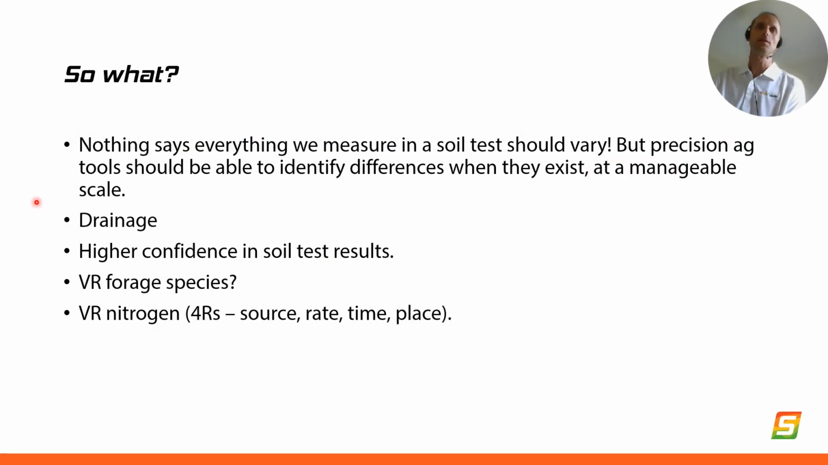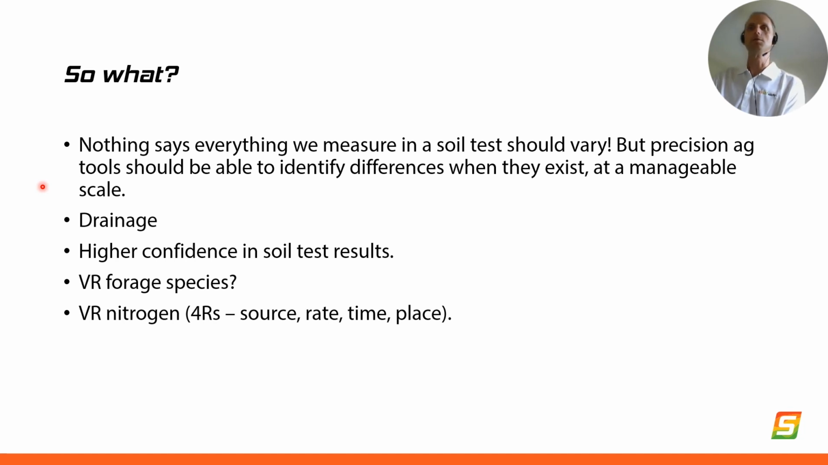So the reality check question I always like to ask myself is, so what? Maps are just a pretty picture until you figure out how to use them, and data are just numbers on a piece of paper until you can make sense of them. First of all, I would say nothing says everything we measure in a soil test should vary, right? We just don't know until we map and measure variability within a paddock what we're going to find.